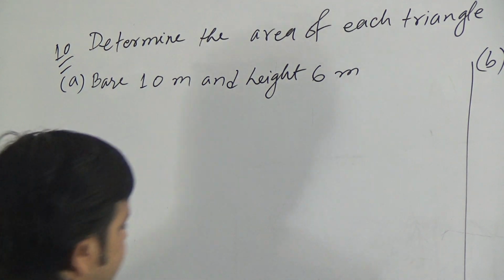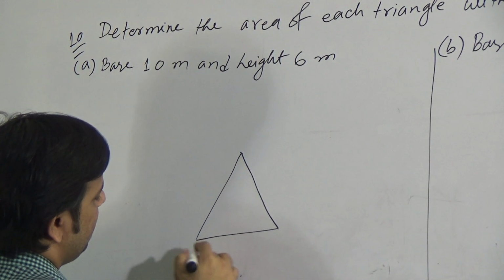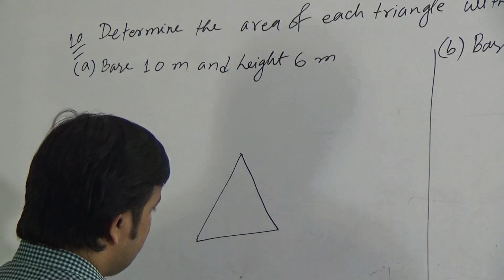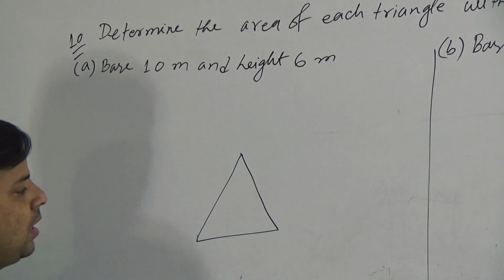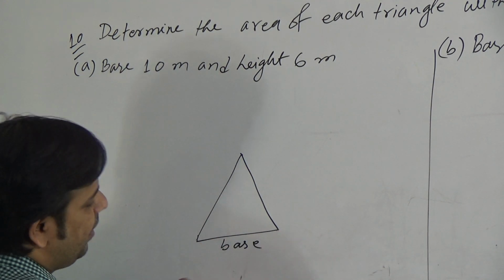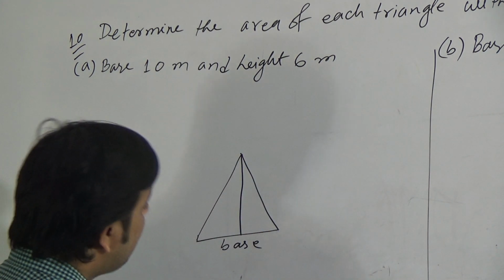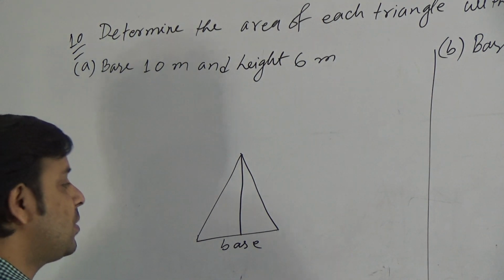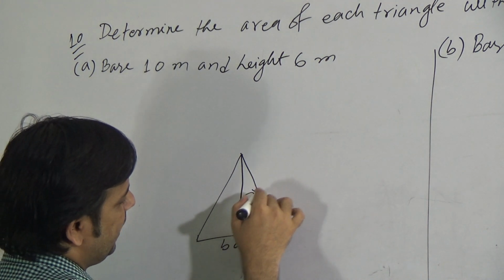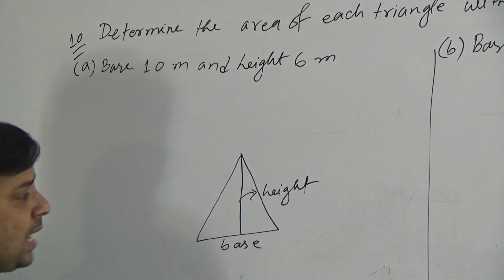Dear students, suppose this is a triangle. Generally, we consider the side that is parallel to the base, the horizontal side, as the base. So, this is the base, and if we draw a perpendicular from the opposite vertex to the base, then this perpendicular is known as height.